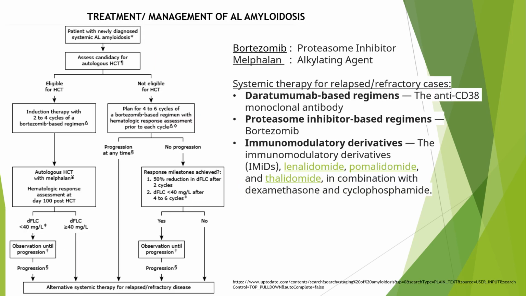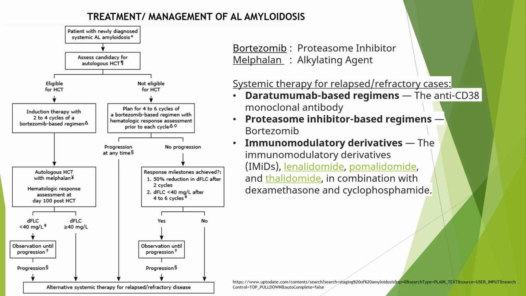Then we'll be talking about the treatment and the management of AL amyloidosis. Say there's a patient who comes with newly diagnosed systemic AL amyloidosis. We will be assessing if the patient is a candidate for the transplant or not. If the patient is eligible for a transplant, we'll be giving an induction therapy with 2 to 4 cycles of a bortezomib-based regimen.